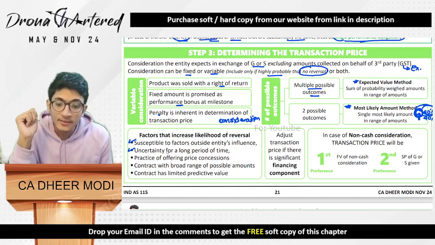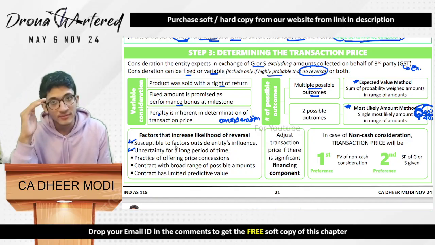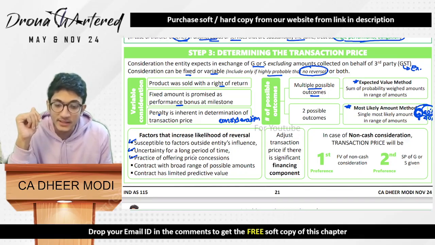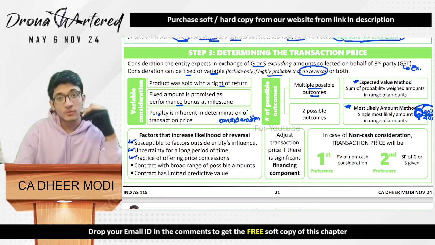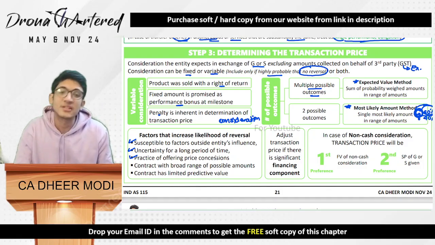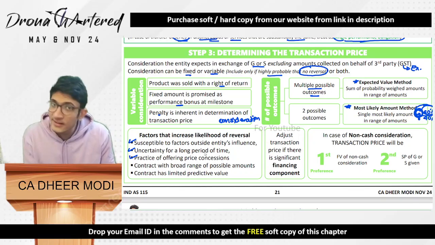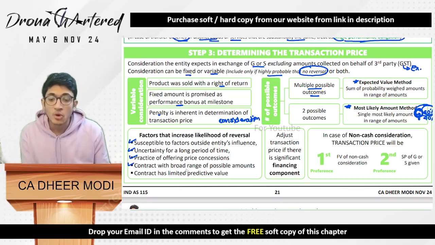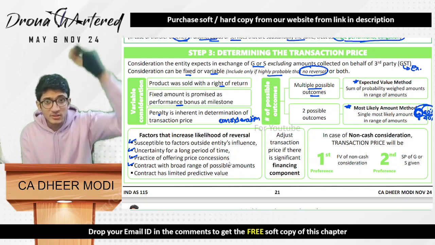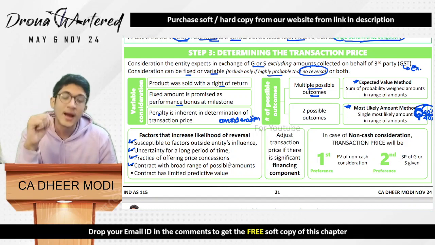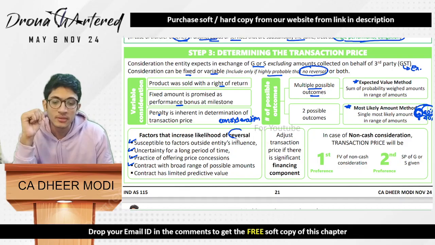Next, uncertainty for a long period of time. If it is spread over a long period of time, of course, your uncertainty will increase. Practice of offering price concession. If it is usually noticed that you usually give a discount or any concessions, then in such a case, it is most probable that this time also you will be giving a discount and there will be a reversal. Next, contract with broad range of possible amounts. If there is a huge range, in such a case, you will not be able to determine the correct transaction price. So there is a high possibility that there would be some reversal.